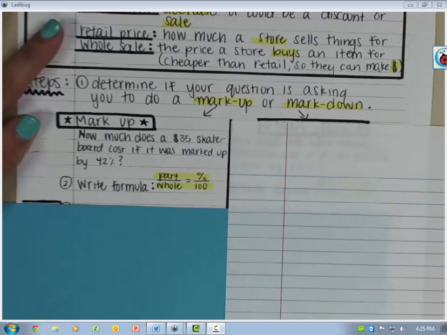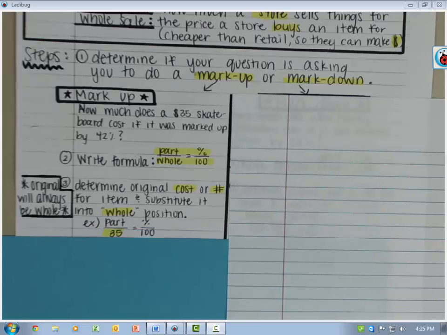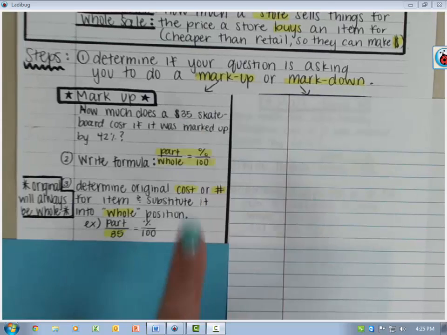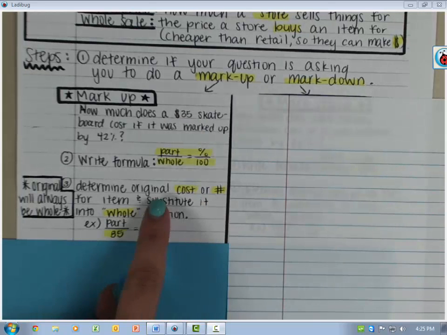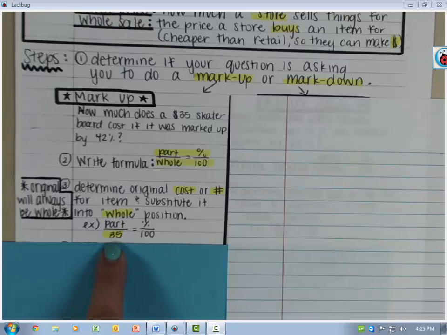So, we need to figure out what we can substitute into our proportion. So, step 2 says, determine the original cost or number for an item and substitute it into the whole position. Okay, for this instance, your original cost is always going to be your whole number. So, when we're marking stuff up, how much did the skateboard originally cost? Well, if you look up here, it originally cost $35, right? So, we determined our original cost. We need to substitute it into our whole position. And we see whole is on the bottom, so 35 is going to go right here.